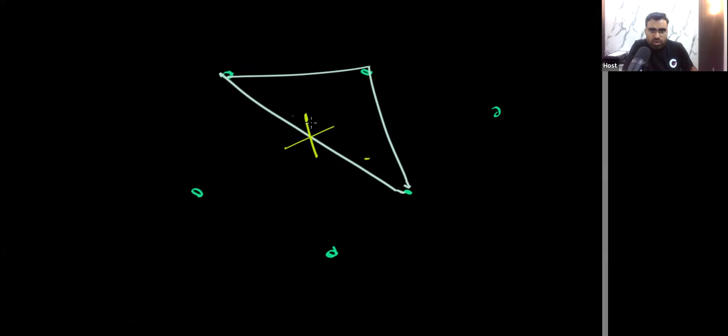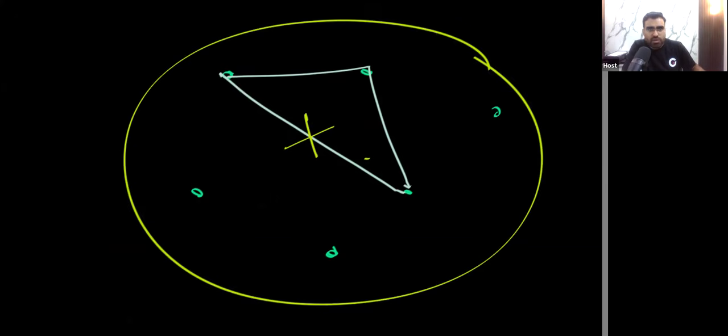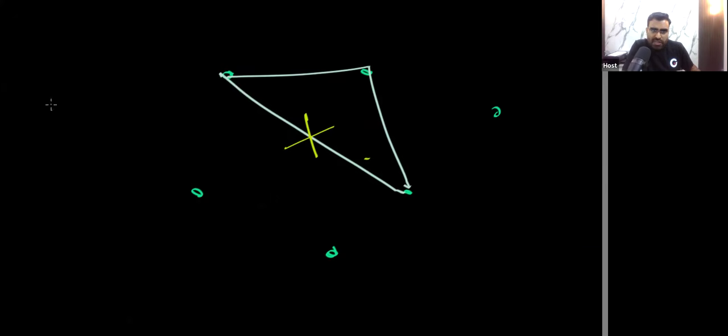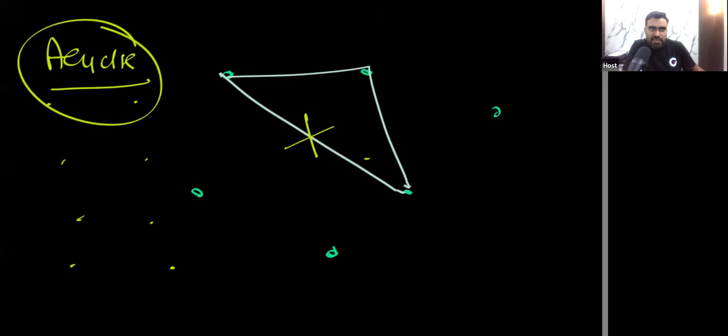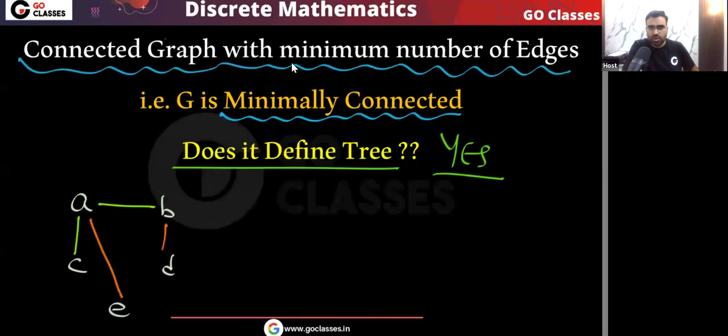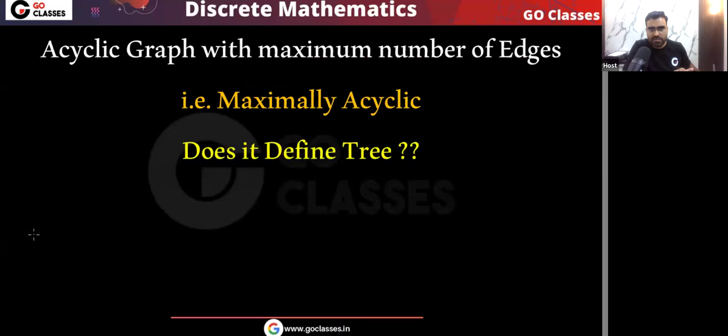Yes or no? This edge is not required to make the graph connected, so you can remove this. So if I tell you to create a connected graph with minimum number of edges, then you will create an acyclic graph. You will not create a cycle. And remember, acyclic connected graph, that is tree. Okay, so you can easily see that minimally connected graph is tree. Connected graph with minimum number of edges, that is tree.